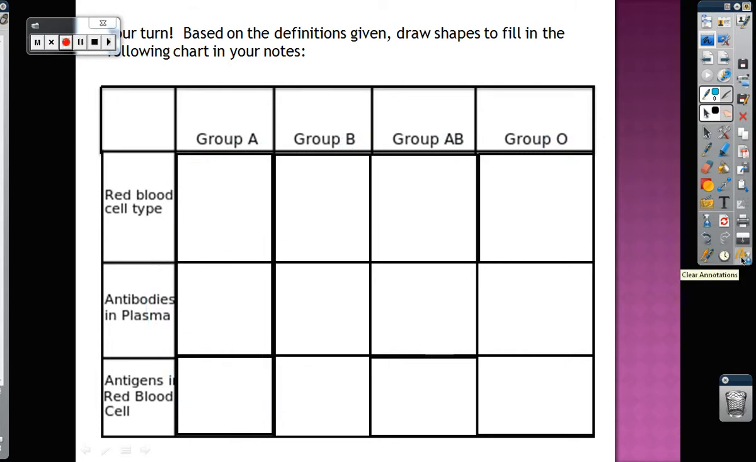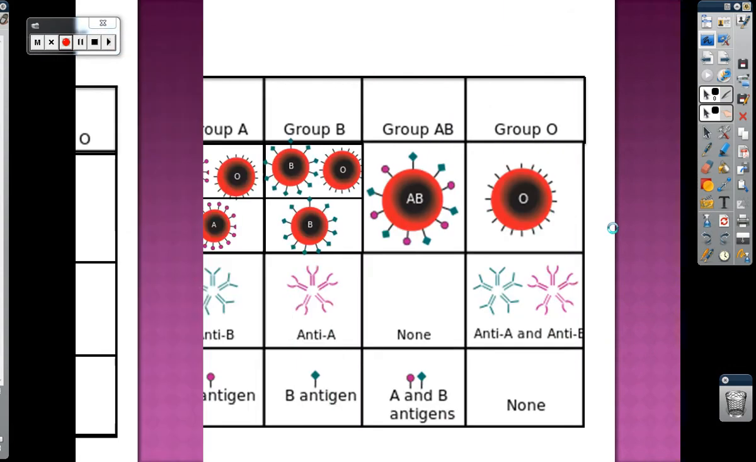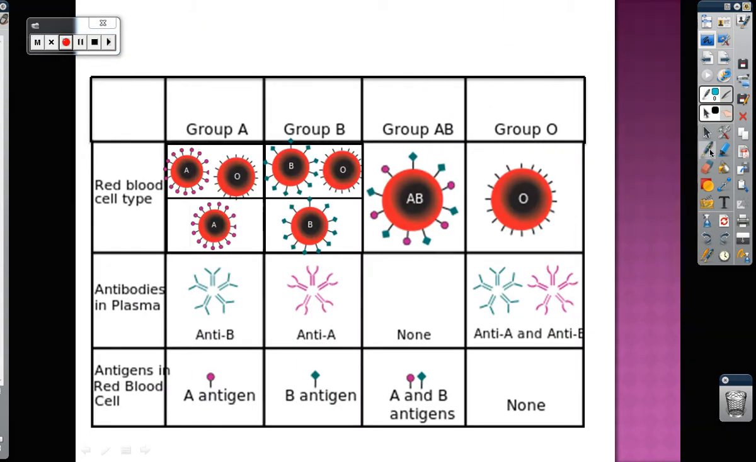All right, let's see how you did. Here's how the chart should look. If you notice group A, if it's someone who is heterozygote, meaning they have the I superscript A, little i, you should have 2 blood cells drawn. If they're homozygous, they're IA, you should have 1 single blood cell drawn. You'll notice I drew the circles for the A antigens.